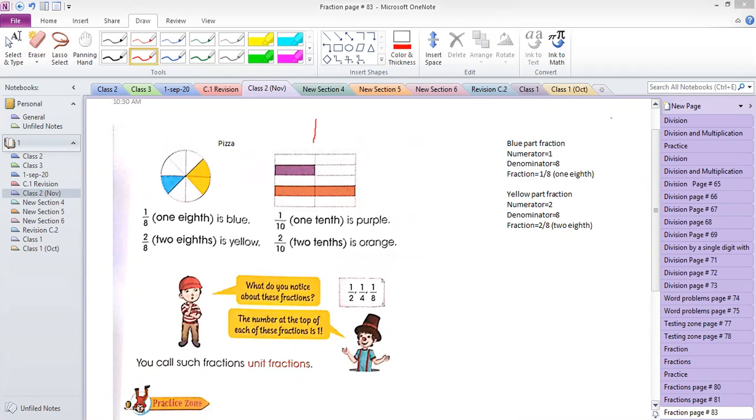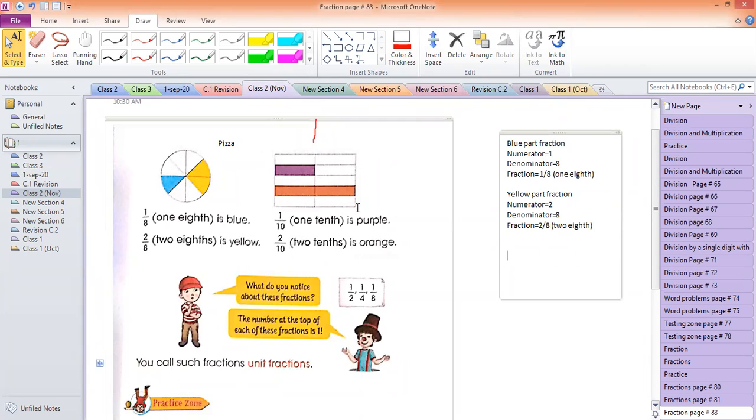Okay, guys. 1/10. Yes, the answer is 1/10. Very good. I'll tell you guys how the answer is 1/10, because I asked you to write a full fraction, okay? Look here. I'm going to write here for this figure, and here I'm going to write the fraction for the purple part.